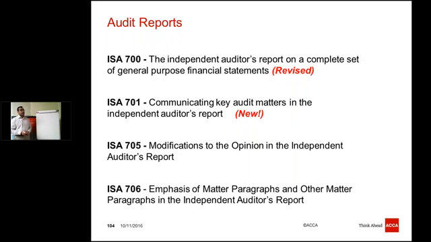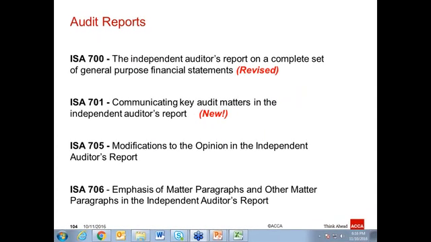Right. Now, IAC 700, the independent auditor's report on a complete set of general purpose financial statements. What has changed in the new standard? What is new? Well, in fact, in one way, nothing has actually remained the same, and everything has changed. However, in a way also, the opinion that is being given is of course the same. So there is some general alignment changes and placement changes with regard to the audit report.